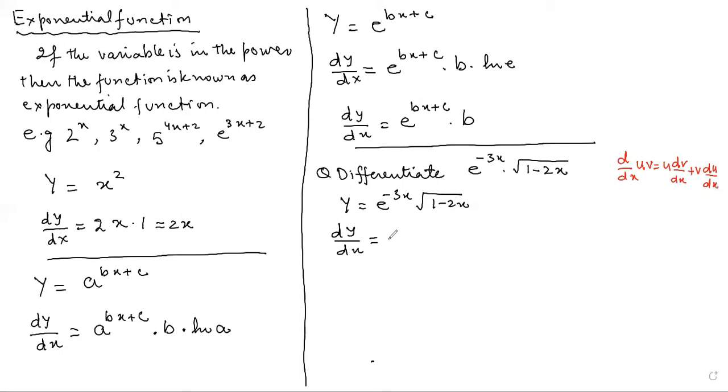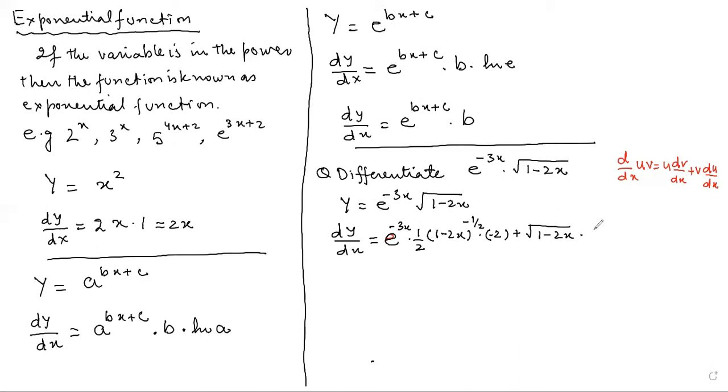We will write down e raised to minus 3x as it is, and multiply by the derivative of under root 1 minus 2x. We will write down the power as a coefficient, and subtract 1 from the power. 1 over 2 minus 1, we will get minus 1 over 2, and we will multiply with the derivative of the base, which is minus 2. Plus, now we will write down 1 minus 2x as it is. We will multiply by the derivative of e raised to minus 3x.